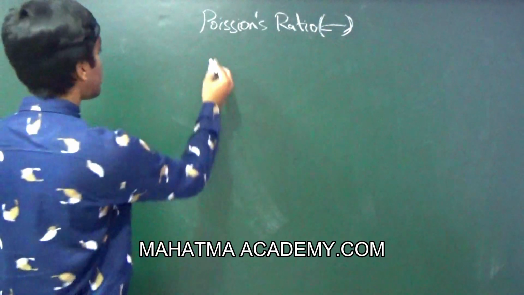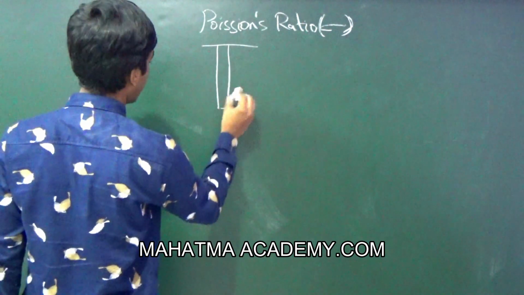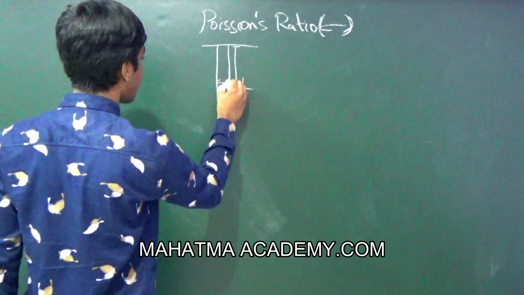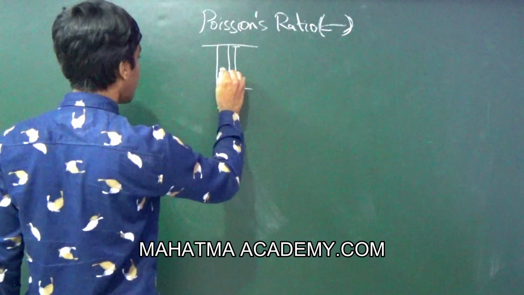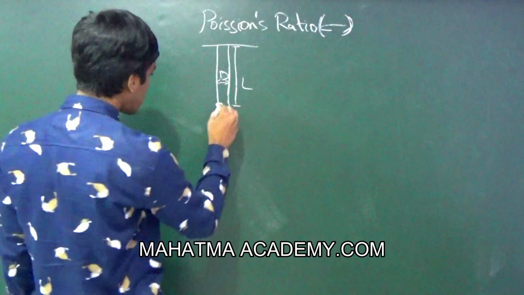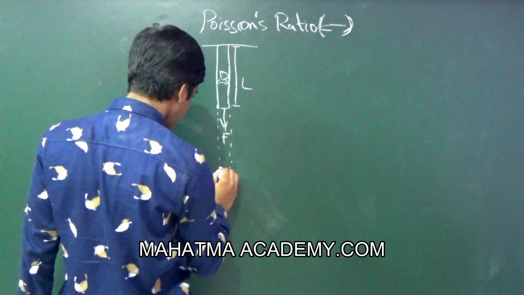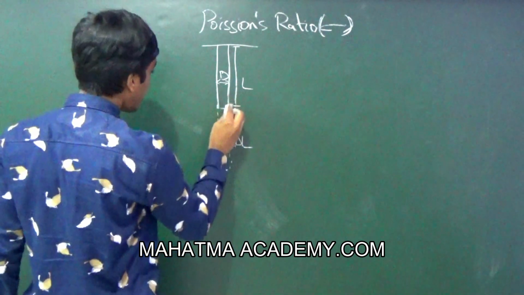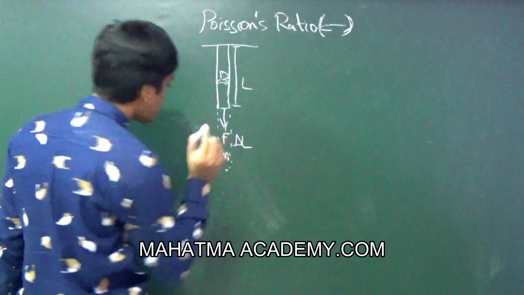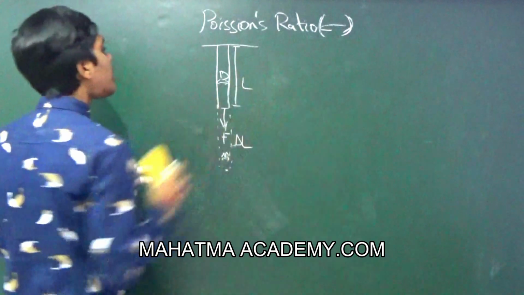Okay. First, a rod of length L and area A, or diameter you can say. Now this is subjected to a force. So the length will increase by delta L and the diameter will decrease. Here it is delta D. Now first we will see it for length.